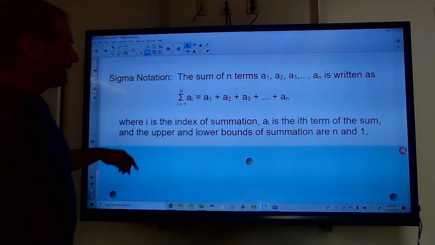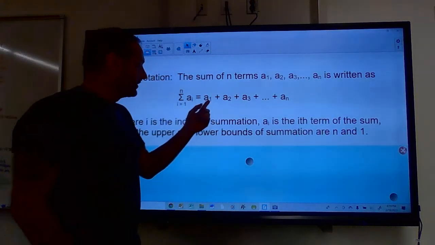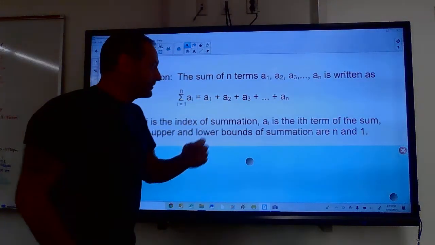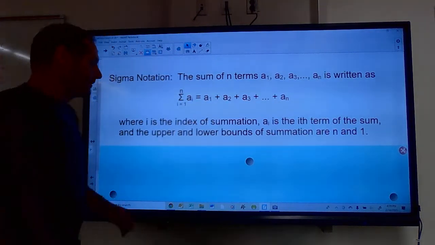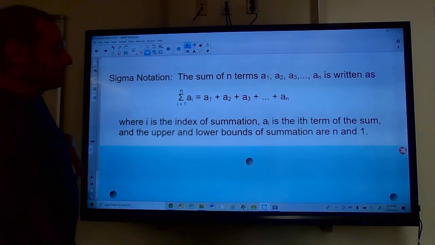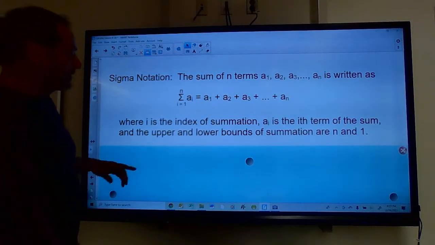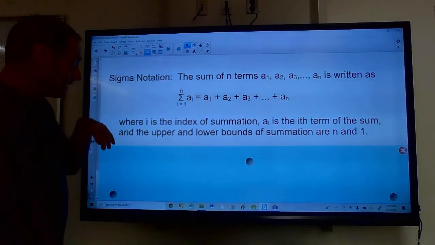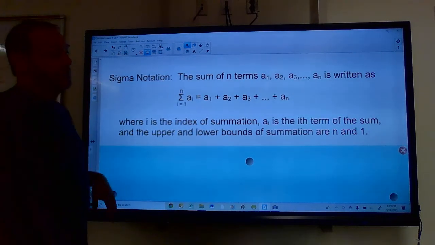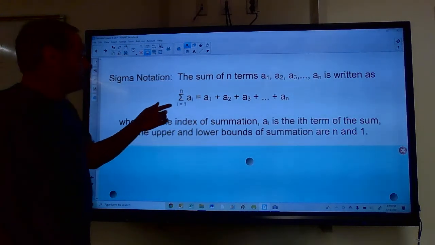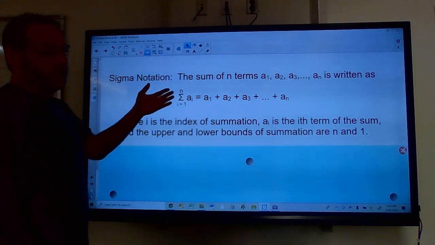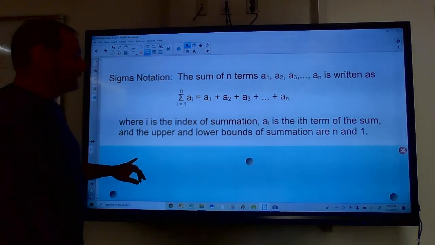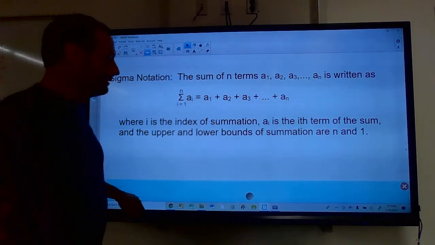Where i is the index of the summation, so the i, remember, is just the number. This is the first term, the second term, the third term, the nth term of a sequence. And the upper and lower bounds of the summation are n and 1. So you're going to count from 1 to n, whatever n is in this case. You can do this with a variable, you can do it with a finite end, or you can do it with an infinite upper bound.